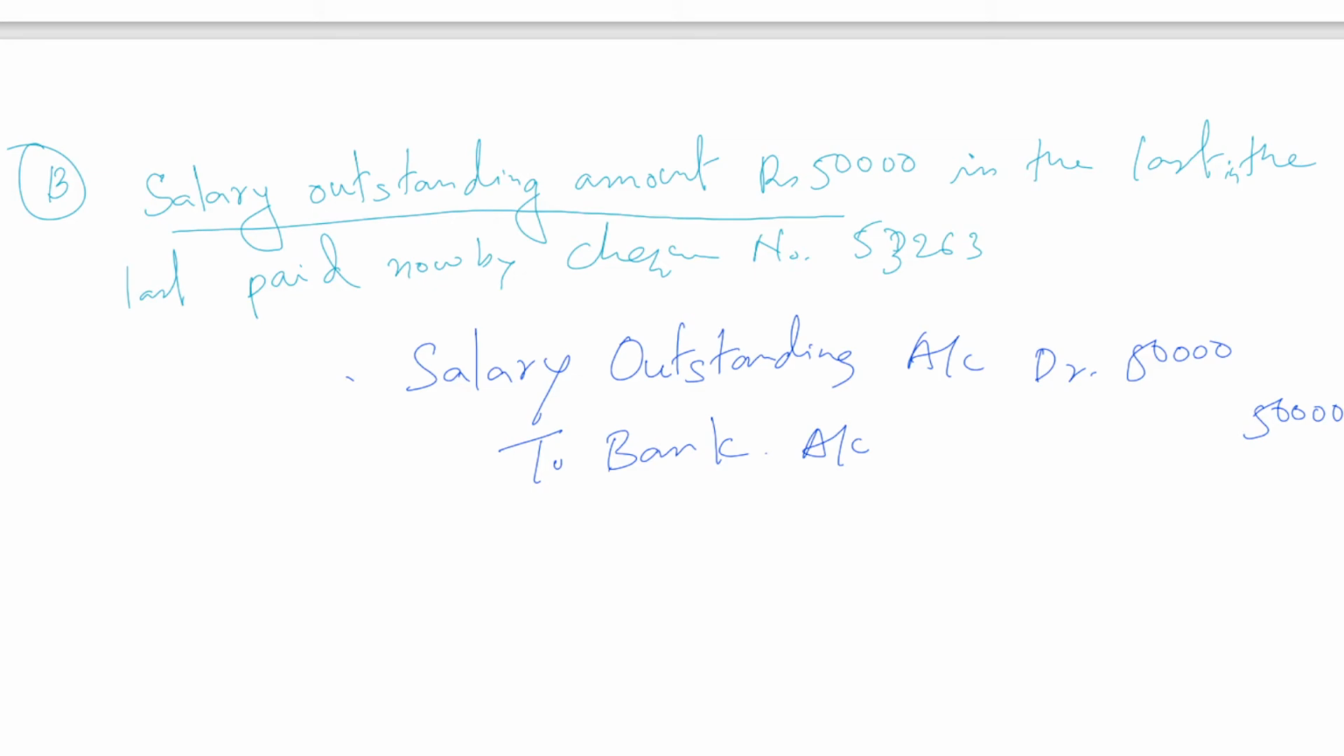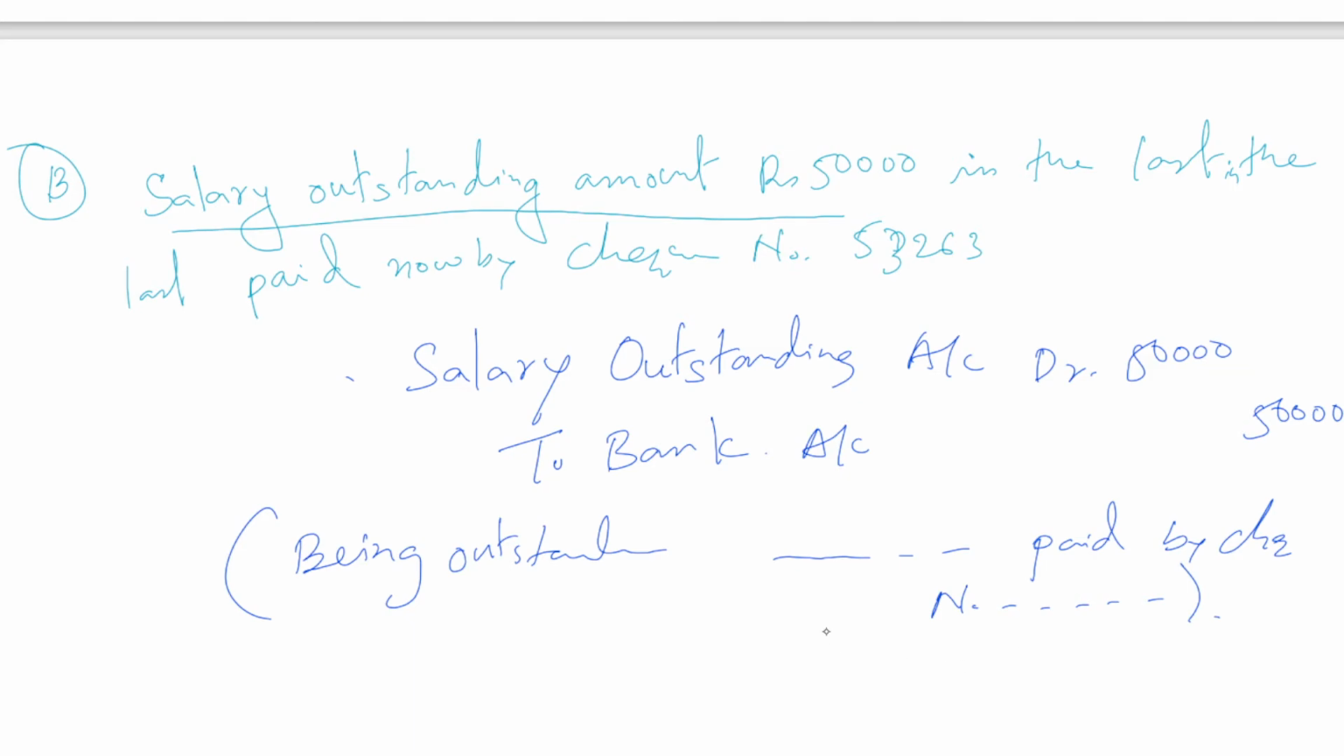In a sequence these things are happening. Salary was outstanding, now it is being paid. Now you can write the narration like this: being outstanding salary for the month of, say for example, March, paid by check number this. Done. Or you can write the name of the employee to whom it is paid.